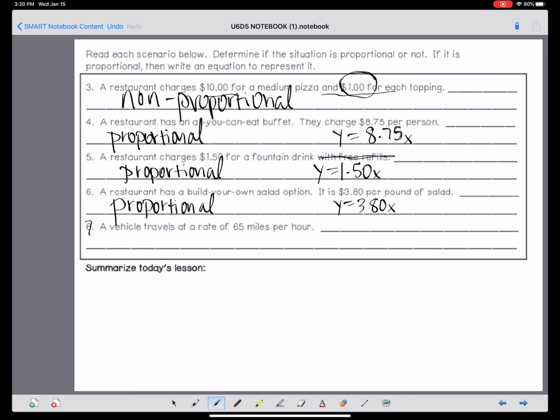And number 7, a vehicle travels at a rate of 65 miles per hour. The car will go 65 miles no matter how many hours they drive. So if we did 65 times x, that would give us our y value. This example is also proportional.